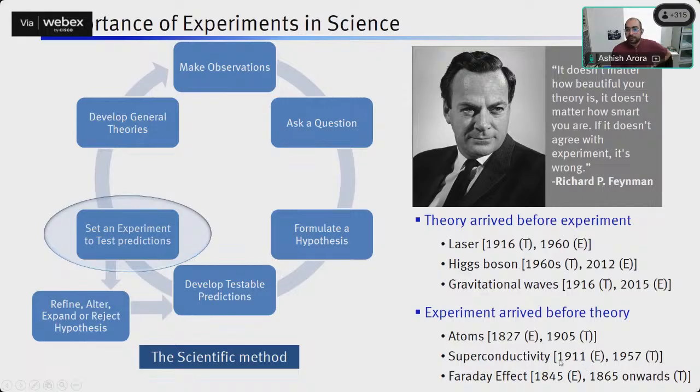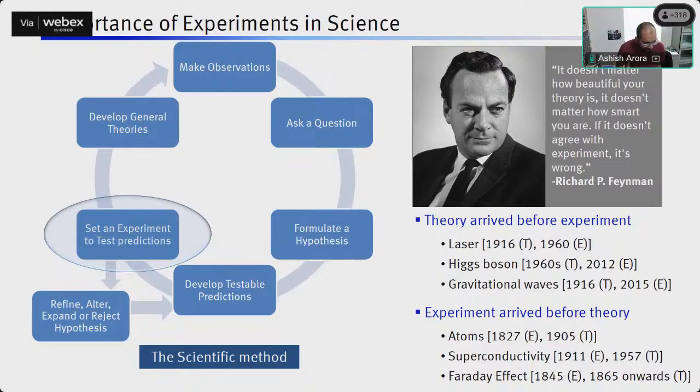Similarly, the superconductivity experiment, H. Kamerlingh Onnes. The experiment was in 1911, but the theory arrived as BCS theory in 1957. We all know this. Similarly, the Faraday effect, for which today's lecture also is going to be important. The Faraday effect said, Michael Faraday said, that when I am passing light through some material in the presence of a magnetic field, the polarization of light rotates.